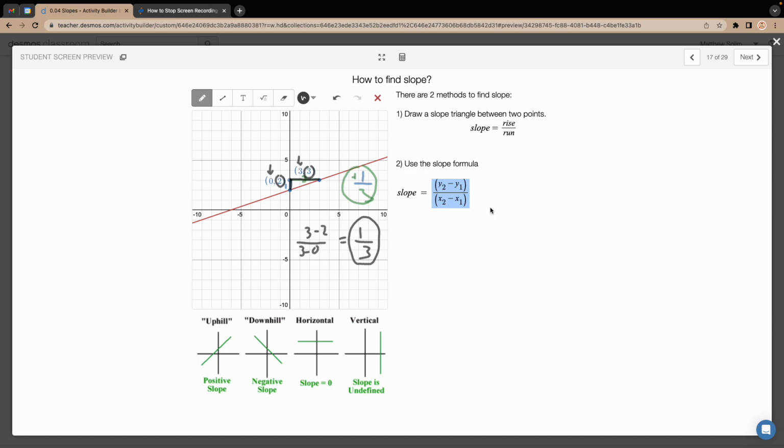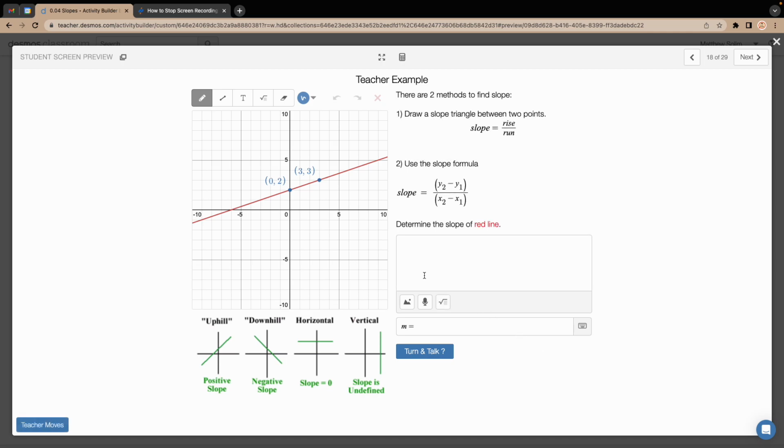The slope formula is helpful if you have two points. But if you have the graph, honestly, it's easiest and quickest to make the slope triangle. So I tend to use that the most. Just a quick teacher example. We just went through this one. But if I was going to determine the slope of this line, really quick, say you went right 3, up 1. Same thing. Just double check and make sure slope is rise over run.